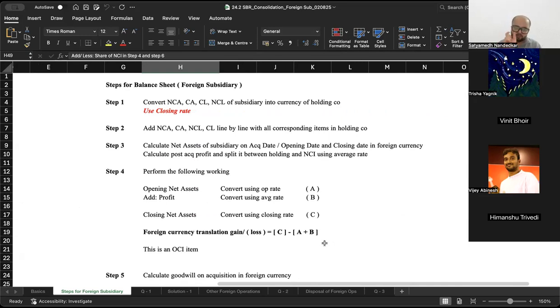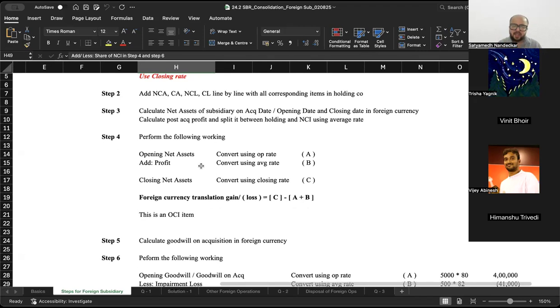Now, calculate the net assets on the date of acquisition of the subsidiary company and on the closing date in foreign currency, and calculate the post-acquisition profit, which has to be split between holding company and NCI using the average rate. Now, calculate the goodwill. Sorry, goodwill calculation comes a little later. Do this critical working. Opening net assets converted at the opening rate. Add profit converted using the average rate. Closing net assets converted using the closing rate. So, you perform this calculation. A plus B will give you a certain number. Compare that with C, because C is translated using the closing rate. It will not be the same value.